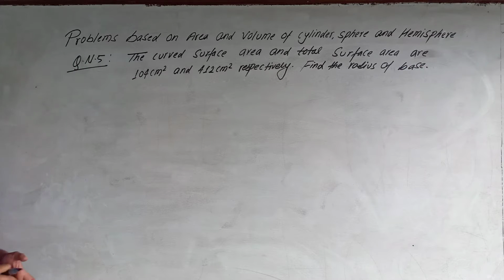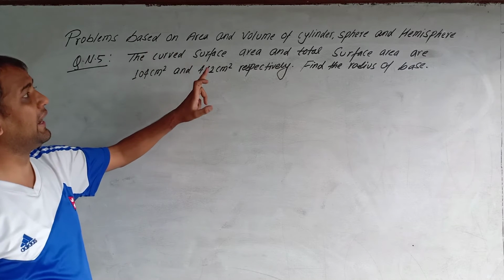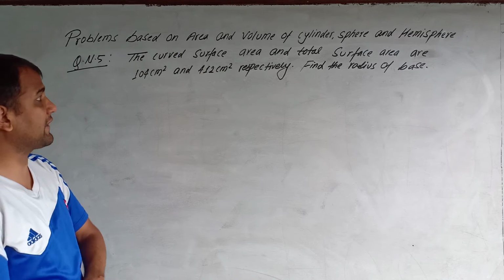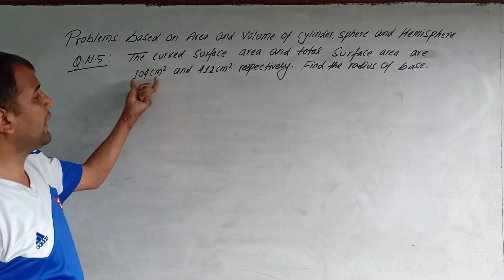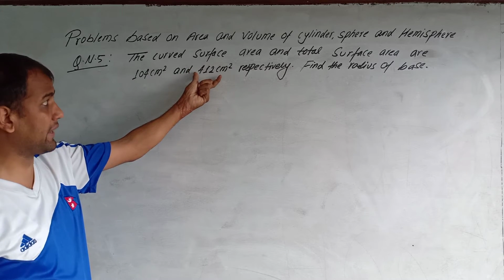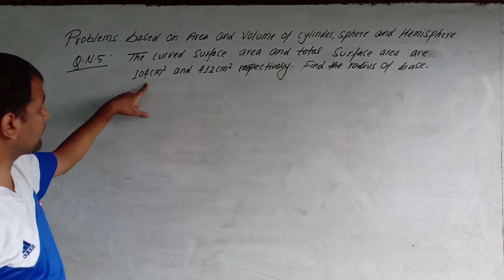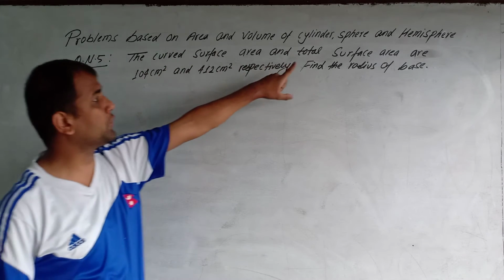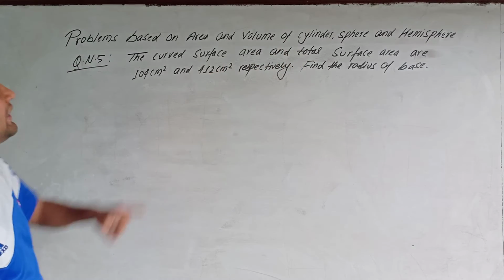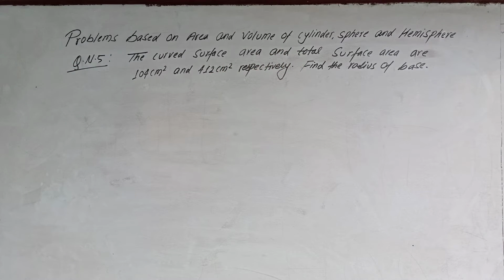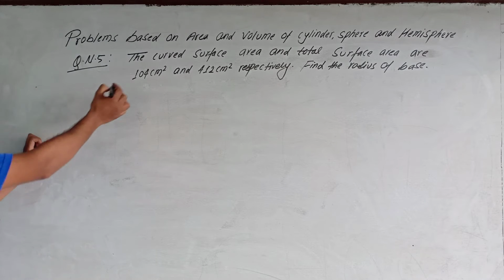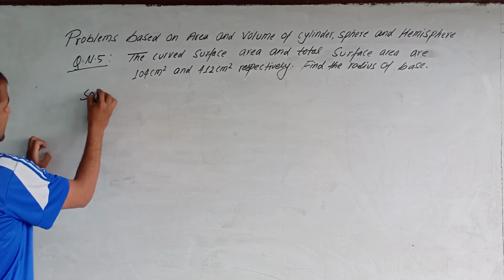Here it is given that the curved surface area and total surface area of the cylinder are 104 and 412 centimeters square respectively. That means the curved surface area of the cylinder is 104 centimeters square and the total surface area of the cylinder is 412 centimeters square. Find the radius of the base. That is the solution.